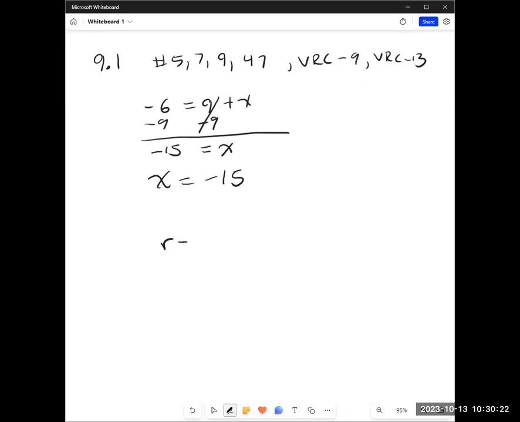Next problem is r minus 8 and 7/10 is equal to -8 and 6/10. So I'm going to add 8 and 7/10 to both sides. r is equal to 1/10.